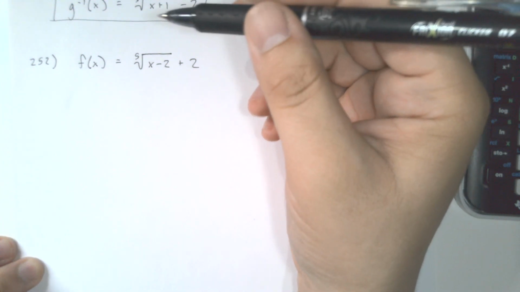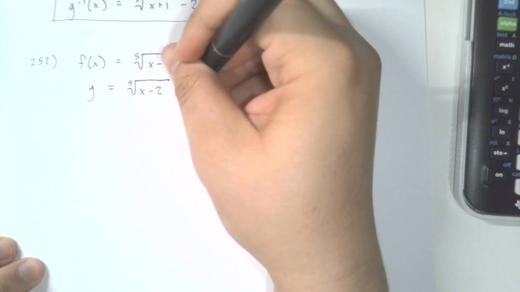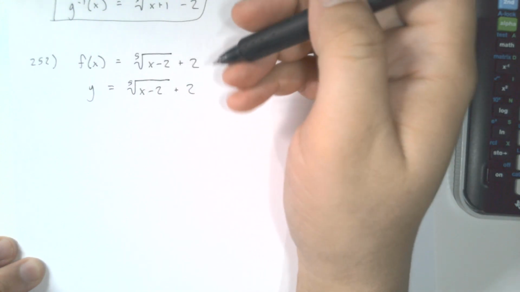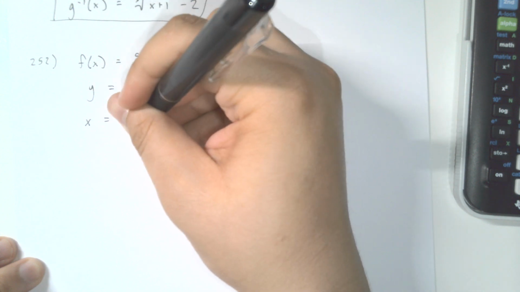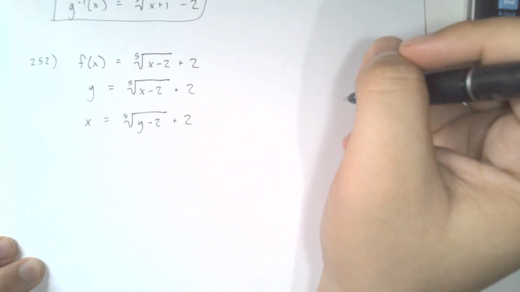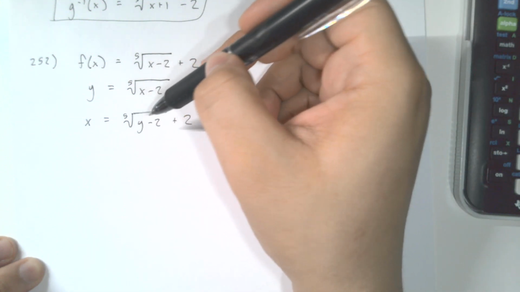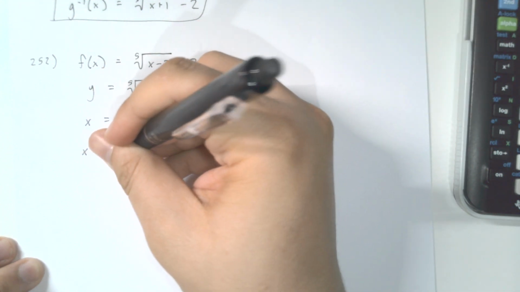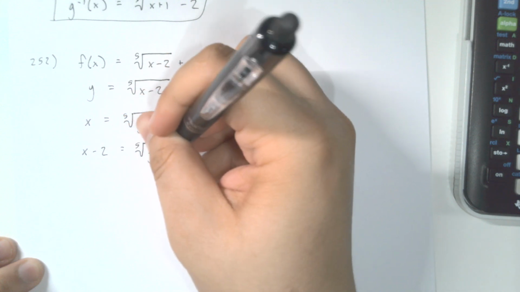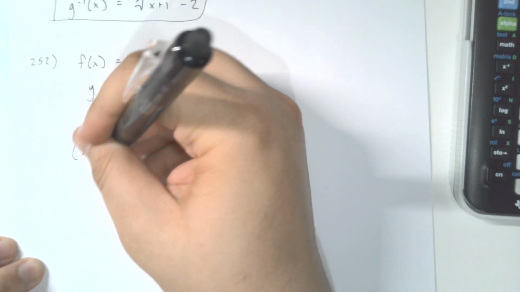So let's just replace the f of x with a y. We have y equals the fifth root of x minus 2 plus 2. And now let's switch the x's and the y's. Now we have x is equal to the fifth root of y minus 2 plus 2. So again, we can't begin to work with this yet until it's by itself, so we want to subtract 2 from both sides. We have x minus 2 is equal to the fifth root of y minus 2. And now we raise both sides to the fifth power.